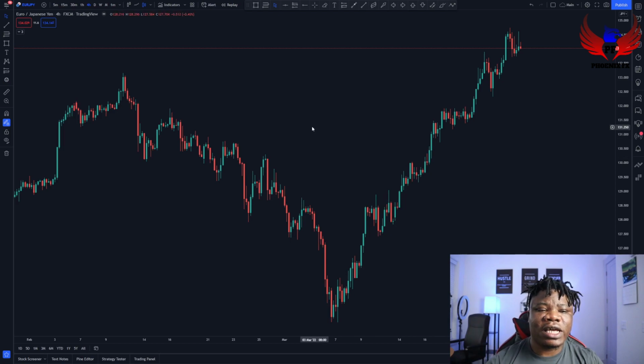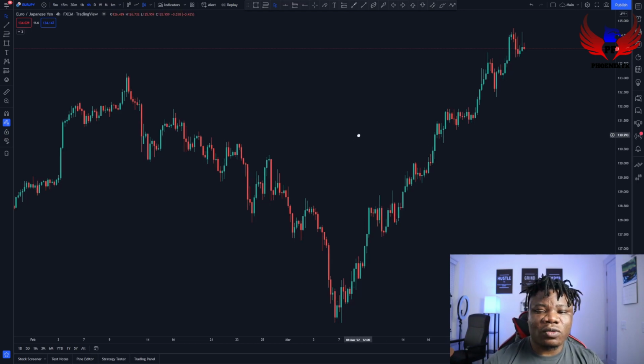Now, looking at this time frame, we're looking at the 4-hour time frame. The reason why we're on the 4-hour time frame is because we need to make sure we're following the trend. We need to understand and identify the overall trend, even though we're going to be taking our positions on the lower time frame. In this case, we're going to be taking our positions on the 15-minute time frame.